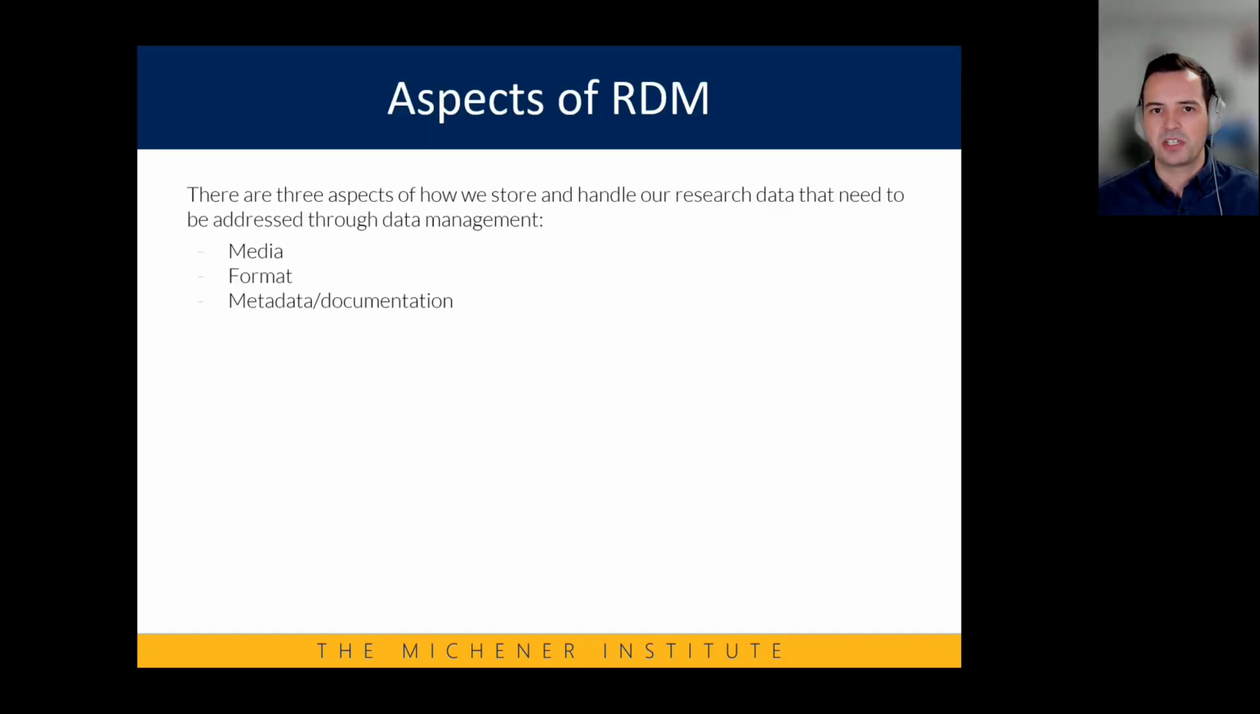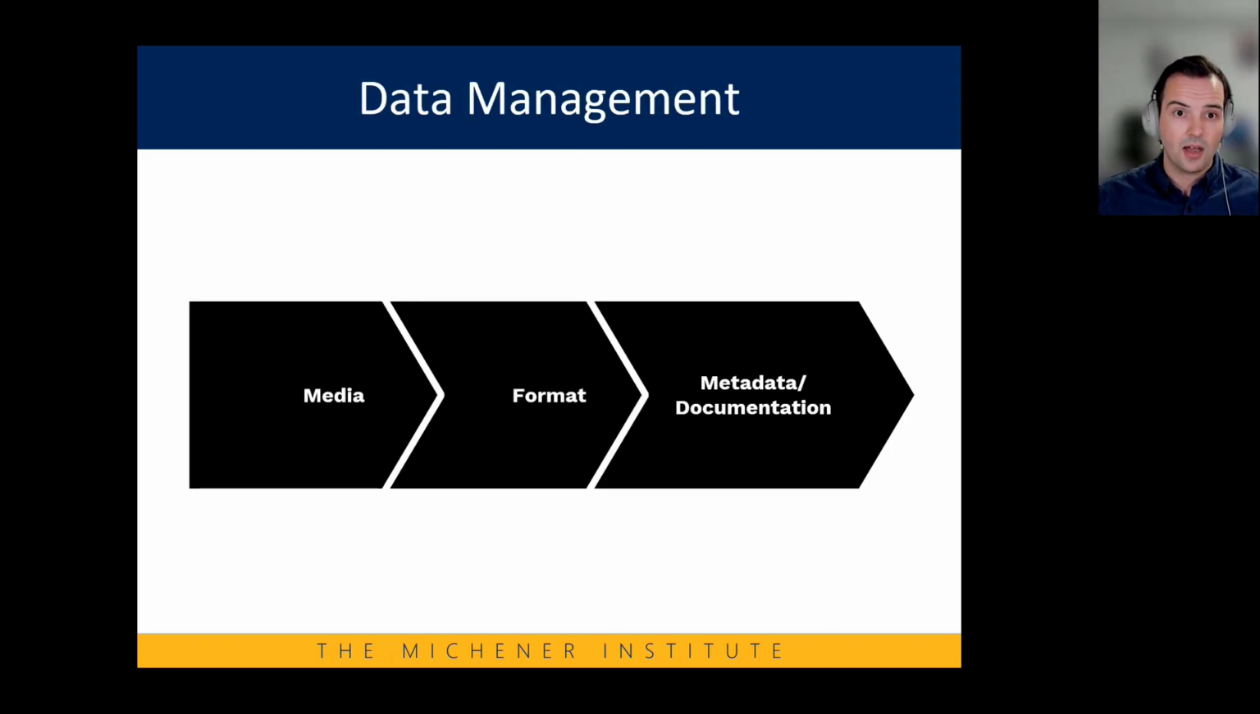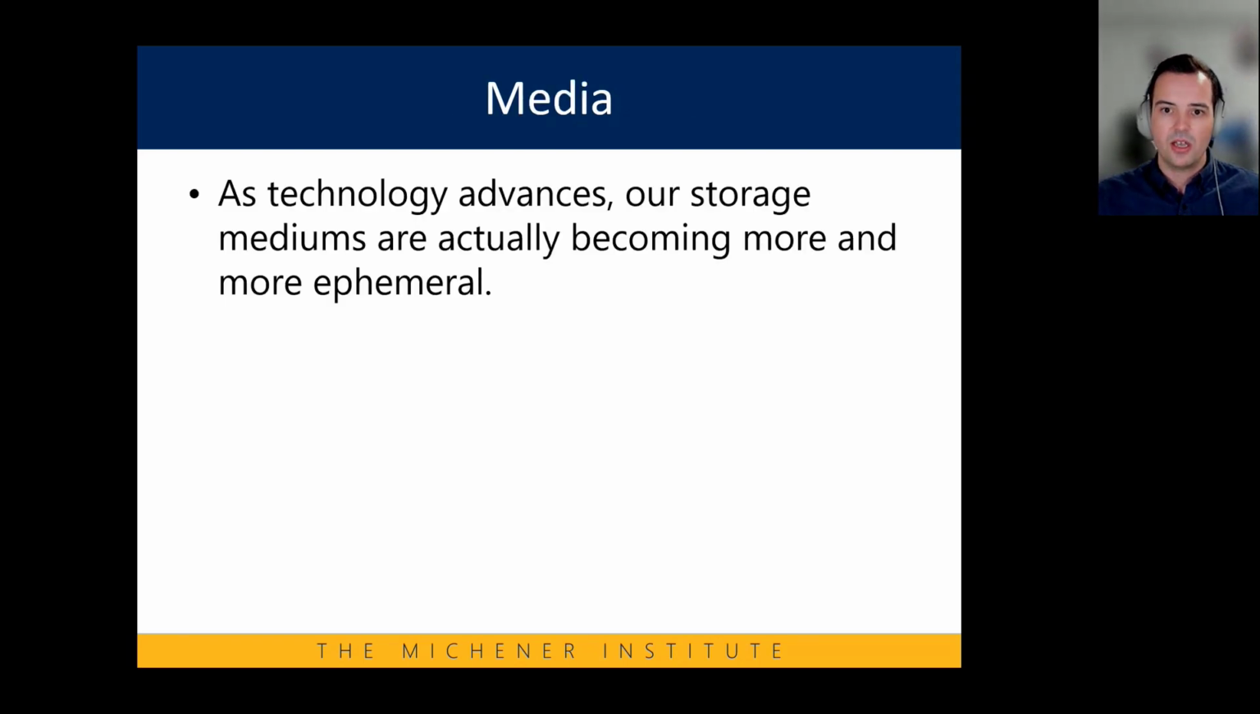So when we talk about the aspects of RDM, there are three things we really need to pay attention to, and it's media, format, and metadata/documentation. And they really go in ascending order. So media is the largest box, format is a subset within media, and then the metadata is informing the format. Documentation, while it sits at the bottom, also exists in parallel to it, and we'll talk about that in a few minutes. So it works like this: media, format, metadata/documentation.